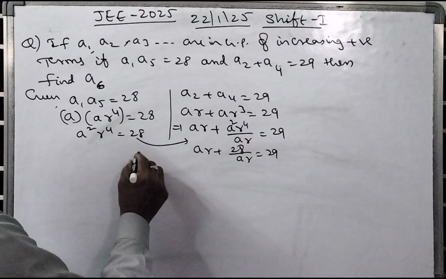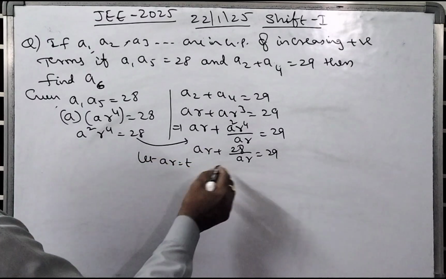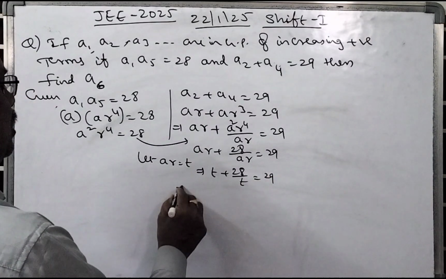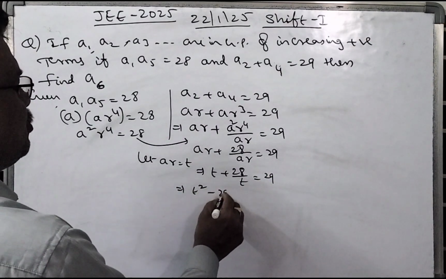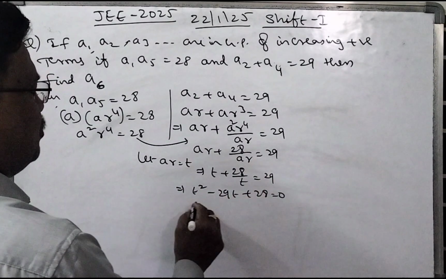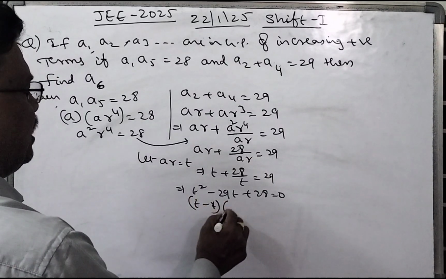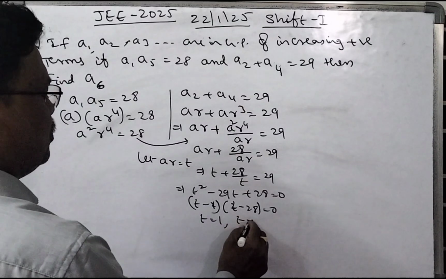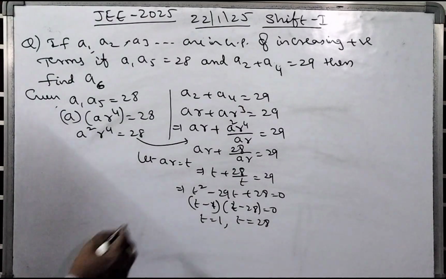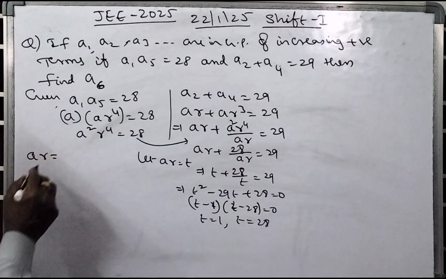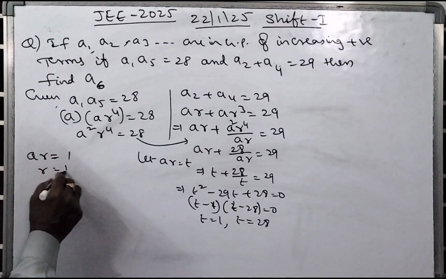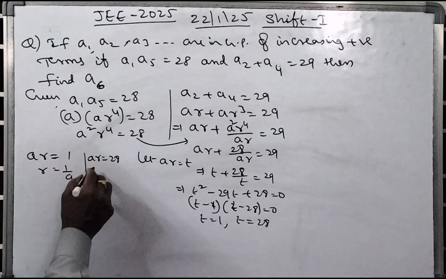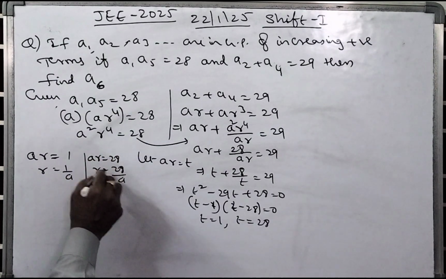If you let AR be equal to T, this equation becomes T plus 28 by T is equal to 29. T square minus 29T plus 28 is equal to 0. Take factors, T minus 1 into T minus 28 is equal to 0, which implies T is equal to 1 or T is equal to 28. But what is T? T is nothing but AR. So AR is equal to 1, so R is equal to 1 by A. Otherwise, AR is equal to 28, R is equal to 28 by A.